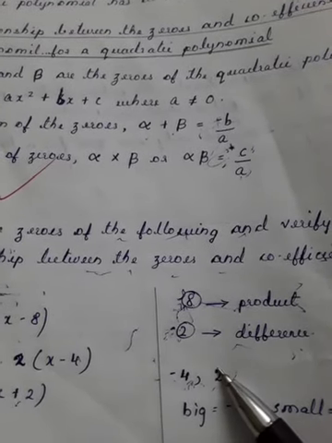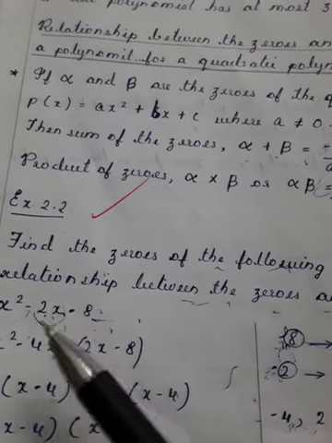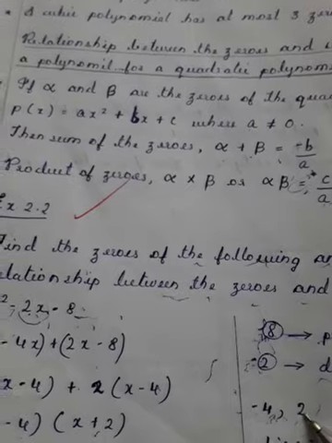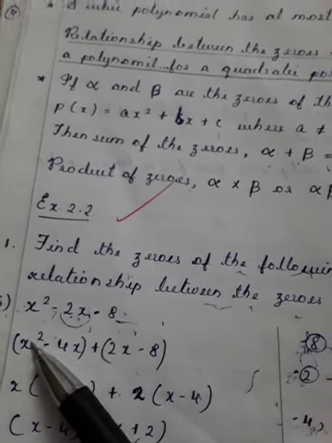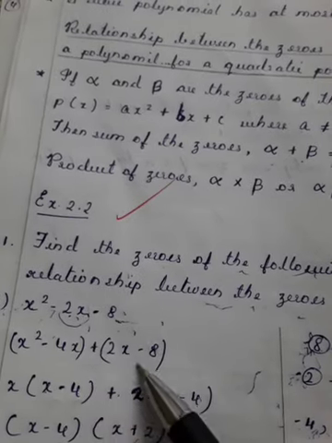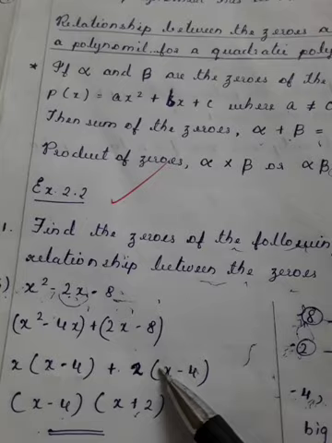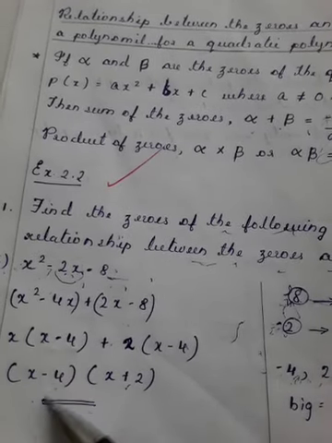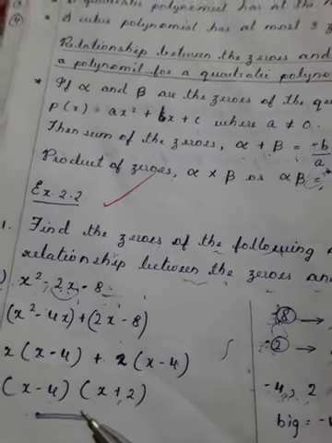So using these two numbers, we want to split this middle term -2x. We write -2x as -4x + 2x. So here we do the splitting: x² - 4x + 2x - 8. Then grouping, take the common factor from each group. Again we get the common factor x - 4, which we take outside. Then we get the factors (x - 4)(x + 2).